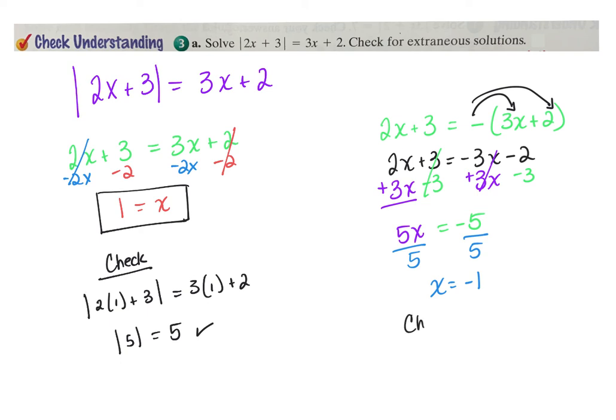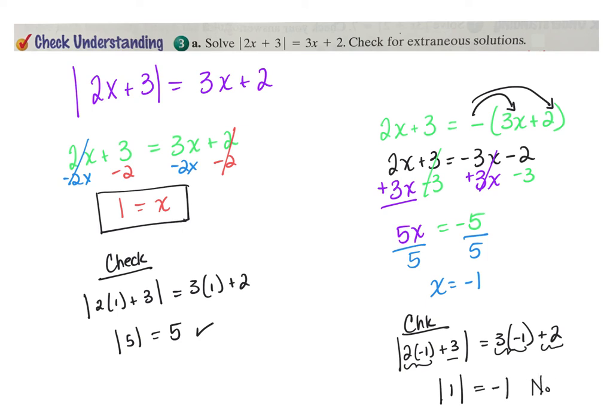I'm going to check this one. I get absolute value of 2 times negative 1 plus 3 equals 3 times negative 1 plus 2. Negative 2 plus 3 is 1. 3 times negative 1 is negative 3 plus 2 is negative 1. The absolute value of 1 does not equal negative 1. This is not a solution, which means 1 is my only solution.